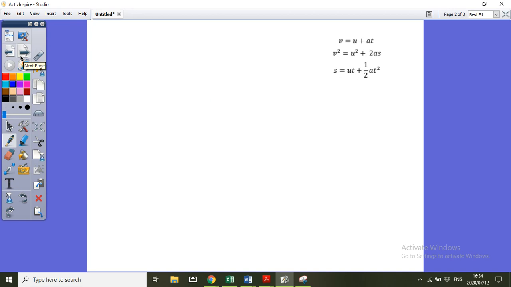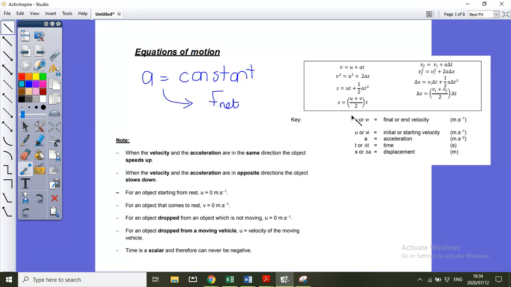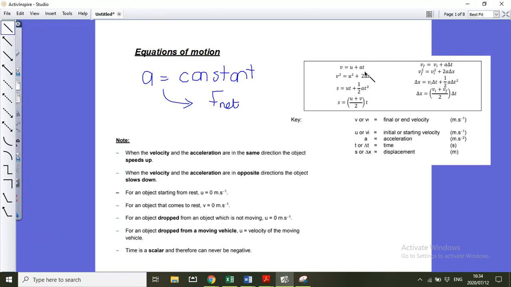In your book, it tells you about a motor car. Oh, wait, before we get there, I need to tell you something important. If we look at these equations, they actually make your life easy. These are the equations that you're going to get: v equals u plus at, v squared equals u squared plus 2as. You can derive them all mathematically, but you don't have to. And s equals ut plus half at squared.